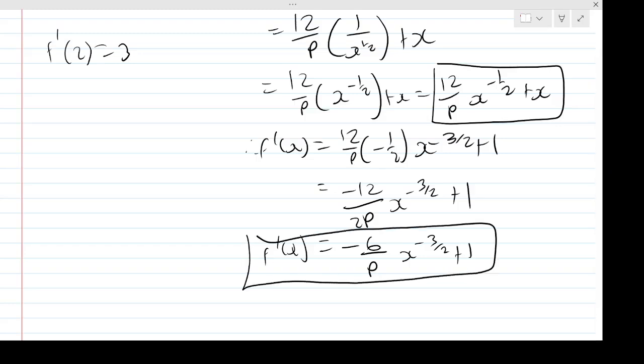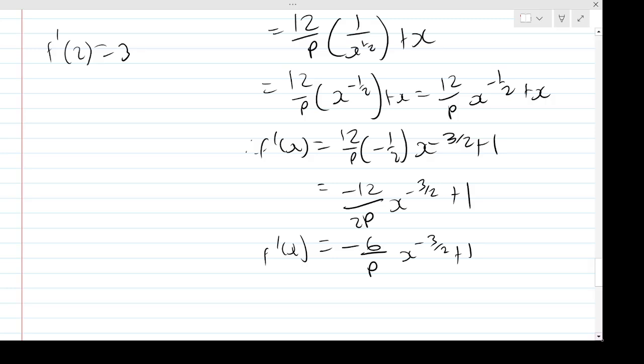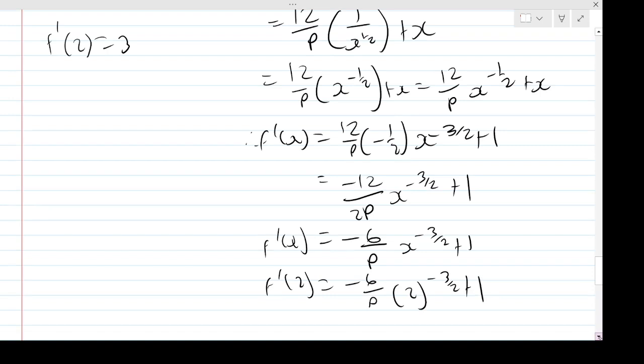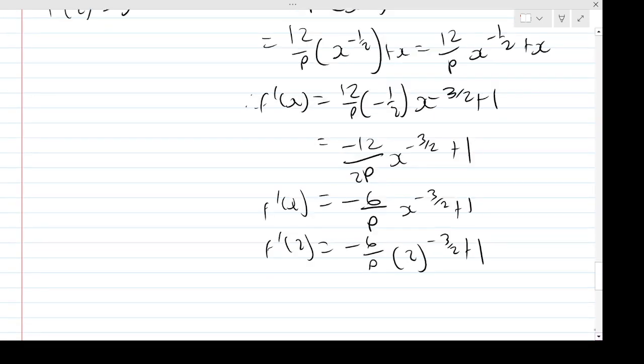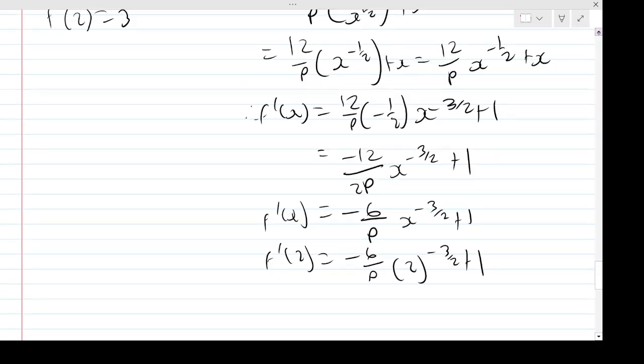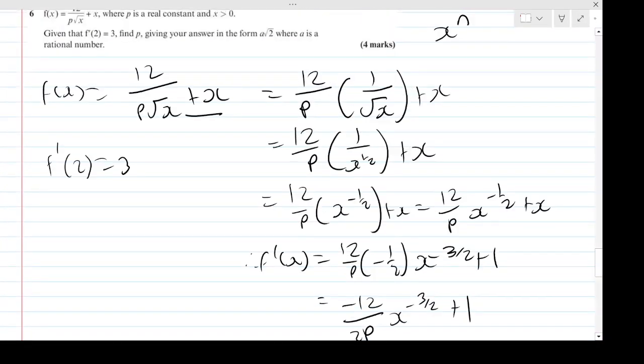So then I could say that therefore f dash of 2, I'll do it up here actually, f dash of 2, if I literally substitute x as 2 into here, I get minus 6 over p of 2 to the minus 3 over 2, add 1. Right. I don't think that will simplify. And so I think we should leave it there. So that means f dash of 2 is equal to 3.